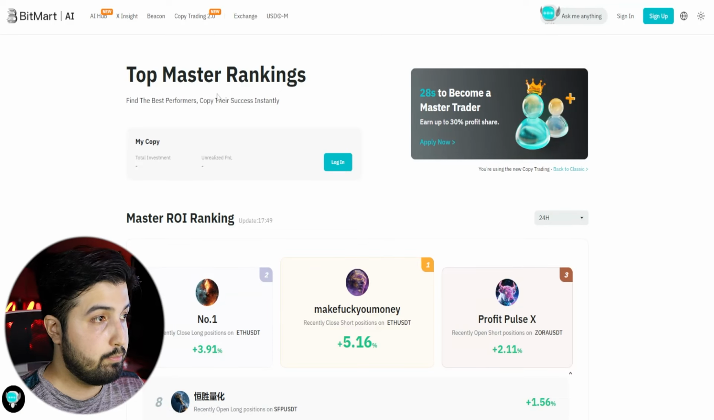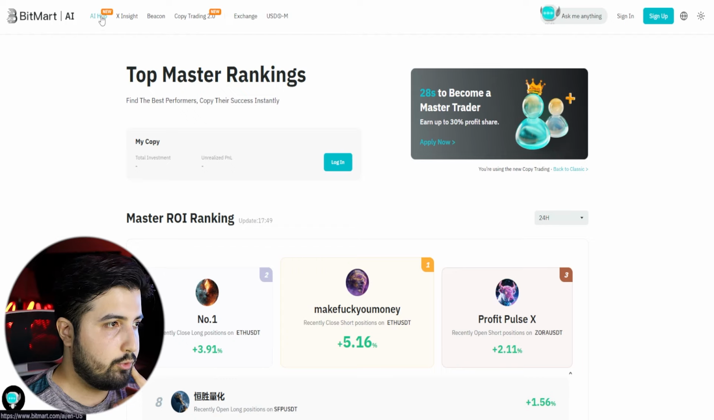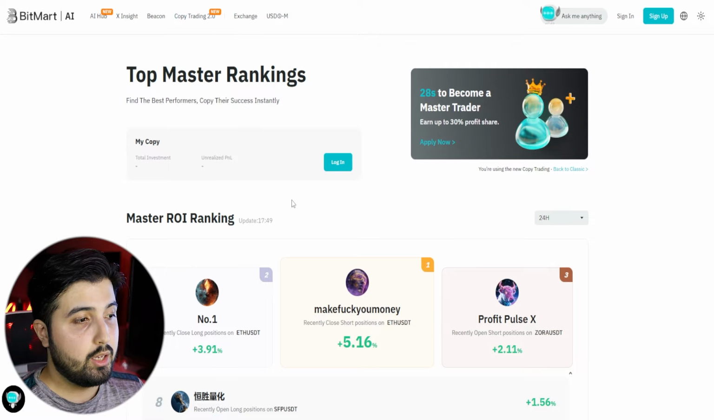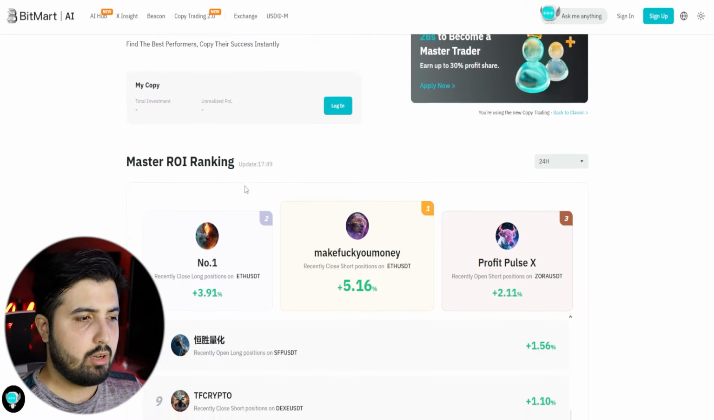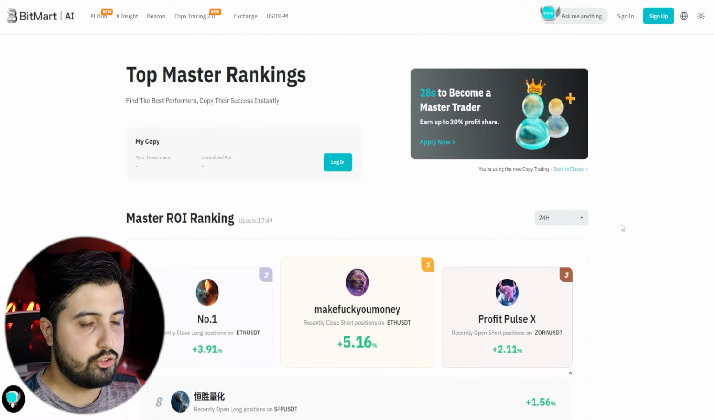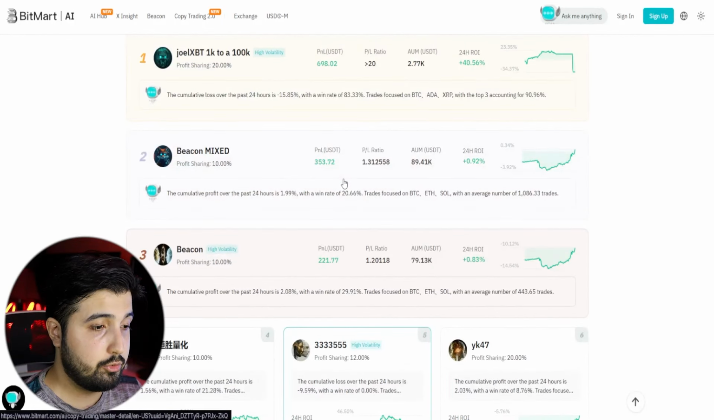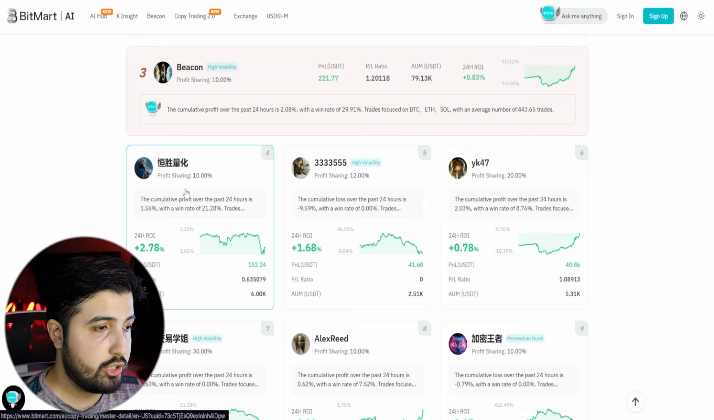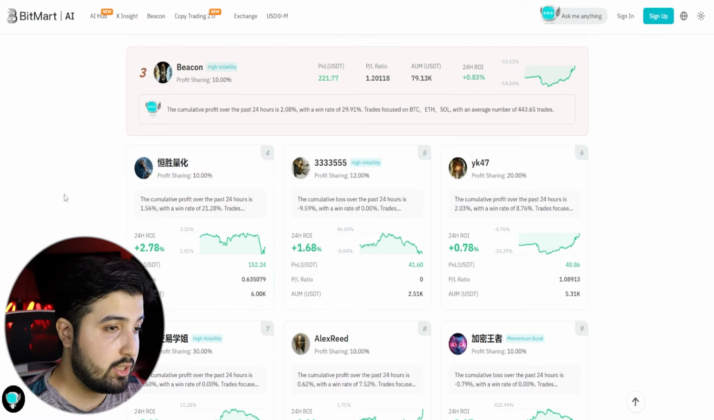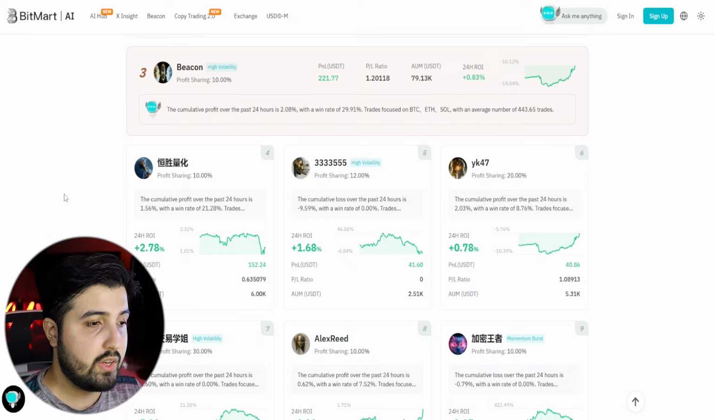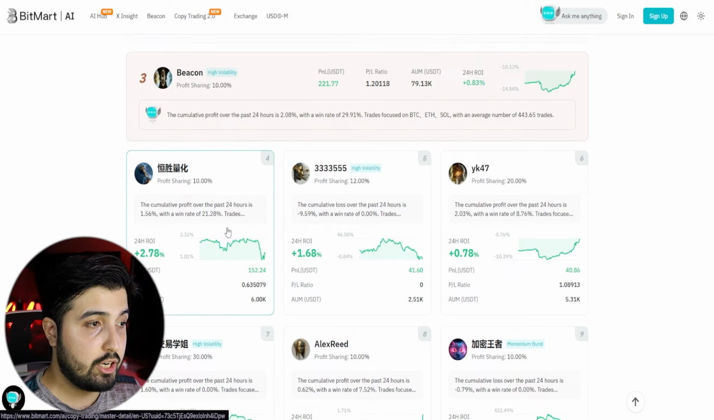And BitMart's new Copy Trading 2.0 feature takes that idea and gives it a serious upgrade. Now here you can see the new page that is added on BitMart. We have the AI hub, and within that we have the Copy Trading 2.0. Here you can see the master ROI ranking, kind of like a leaderboard of people who are generating the most profits. And if you go down there, we can actually see a list of traders, their name, their profit sharing, the type of trades that they make, the strategy that they deploy. You can see everything and of course, the profits that they are generating.